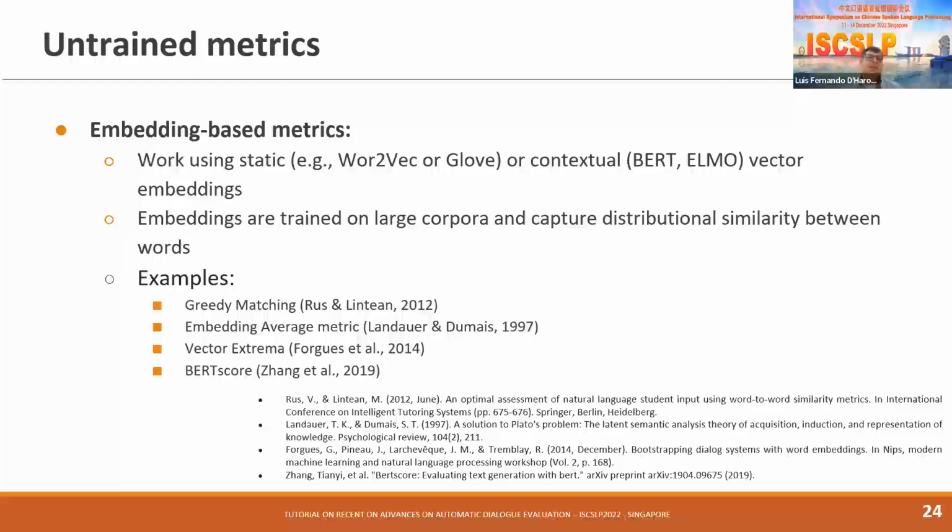In this case, we can see greedy matching, embedding average metric. We can see also vector extrema, BERTScore. We will provide some examples of this, but again, these are not the main topic of the tutorial because, although many people have used them for a long time, we are trying to switch to more high-level metrics.